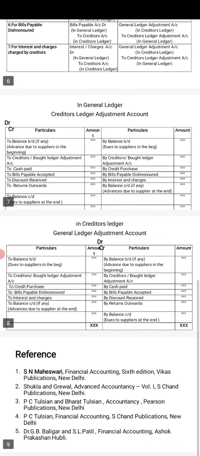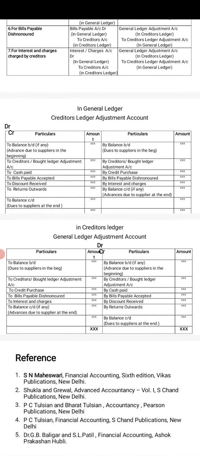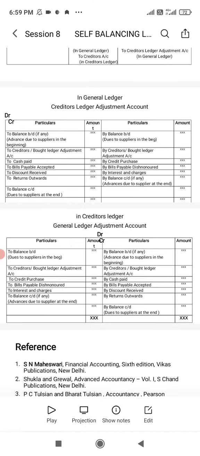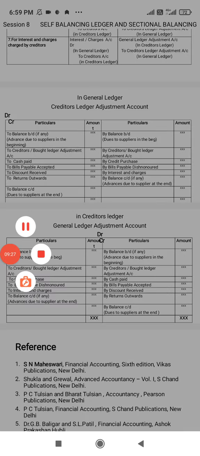We will see next creditors ledger. Under that you have to prepare general ledger adjustment accounts. What are all the entries in creditors ledger adjustment account prepared in debit side? You have to enter under the credit side. What are all the entries we made in creditors ledger adjustment account under credit side? Here you have to enter under the debit side of the account. For more clarity and more information, if you want, you can refer to the textbooks. By this I am going to end today's session.